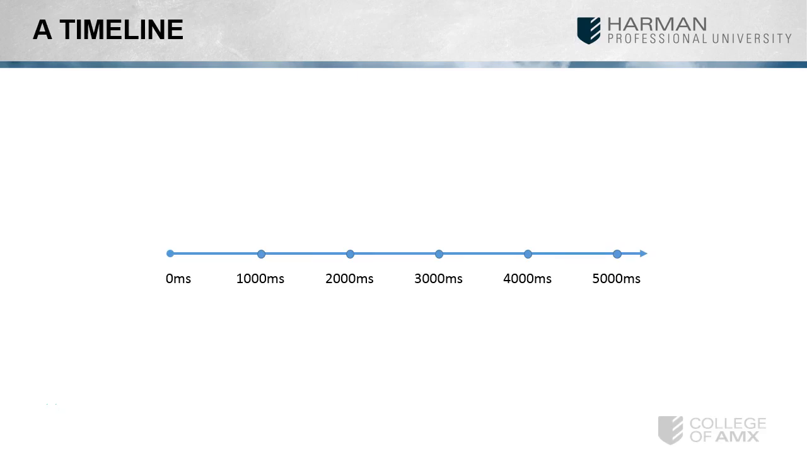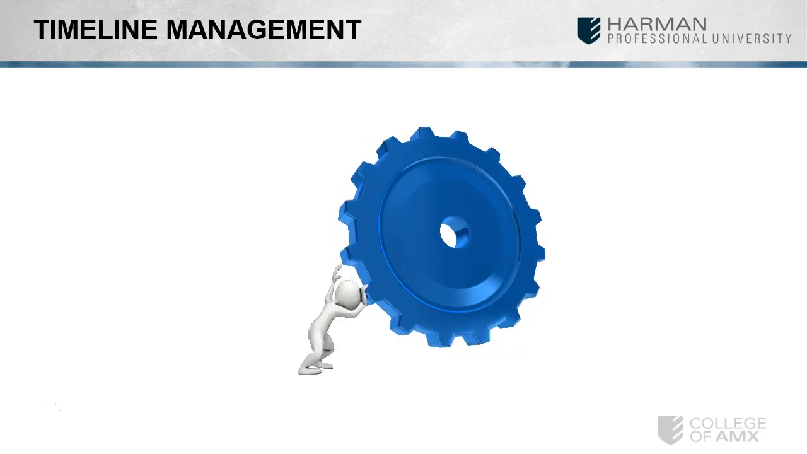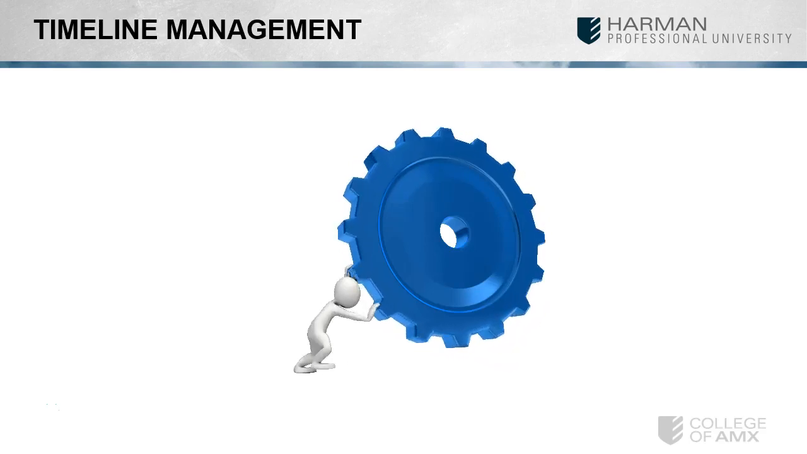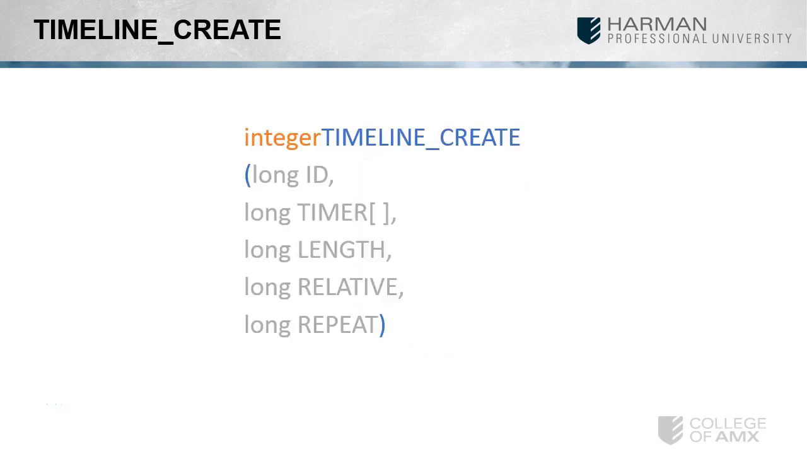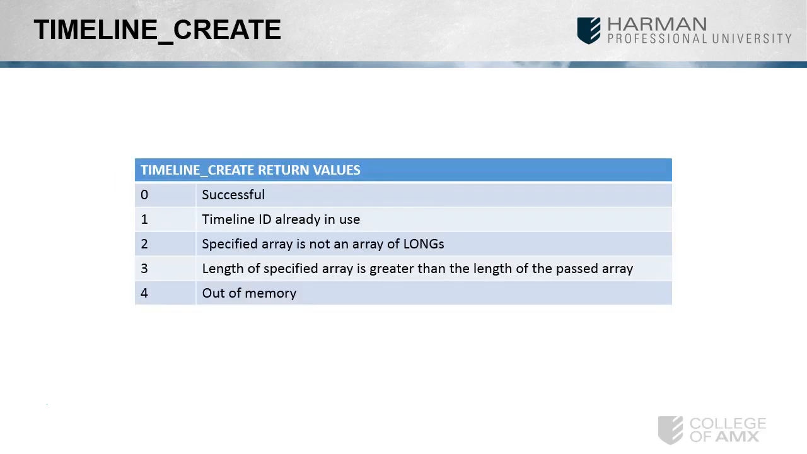The Netlink's timeline functions provide a mechanism for triggering and managing events, and these events are based upon a sequence of times. One of these functions is timeline create. When the timeline create function is executed, the timeline starts at 0 and begins counting. A value is returned from the call which represents its success or failure. The possible values are shown here. A value of 0 means the timeline was created successfully.